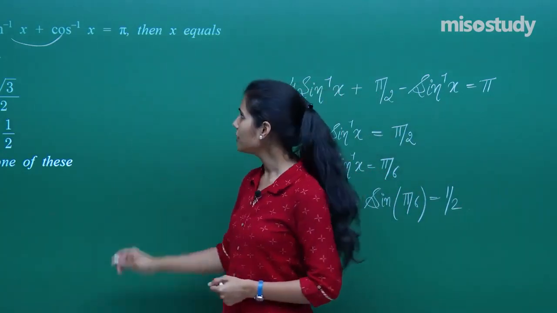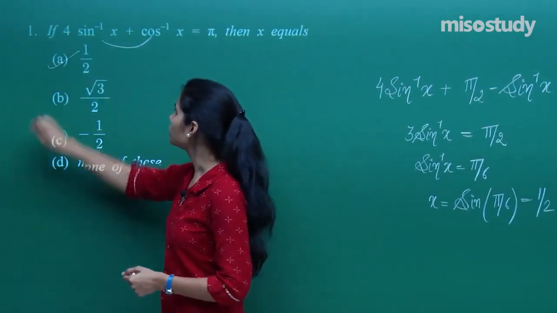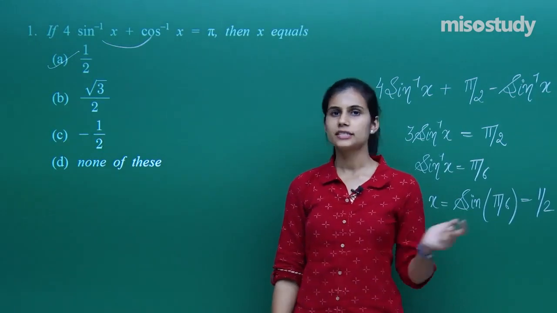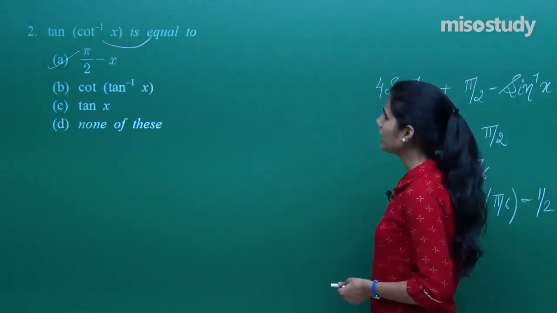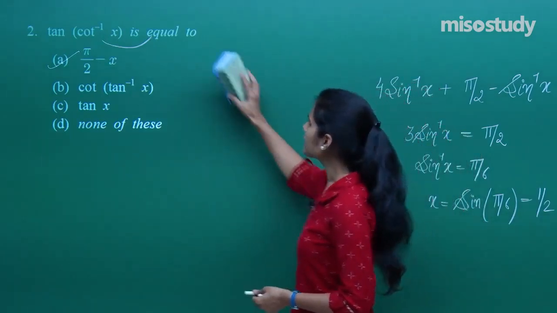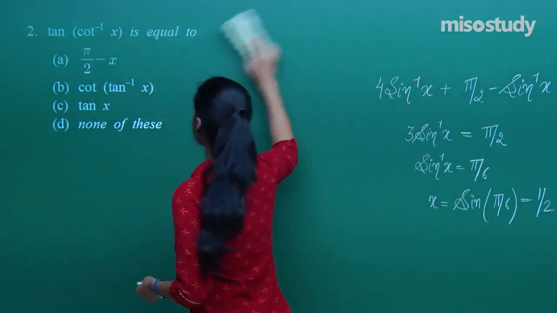So what is the value of x? The value of x therefore comes out to be equal to 1 by 2. Everything is in the principal domain. Fine. Moving to the next question, let's see what we have. We have tan of cot inverse x is equal to what is the question.